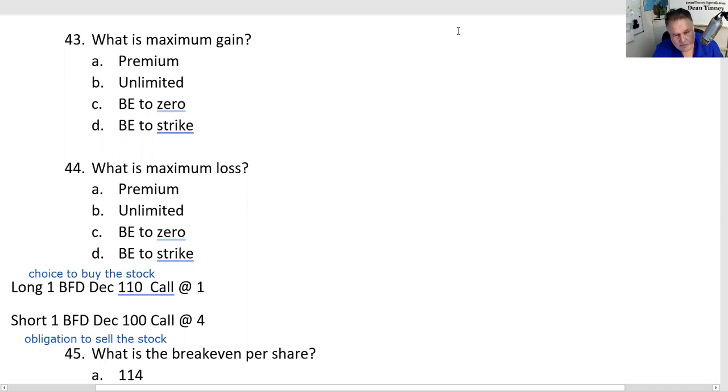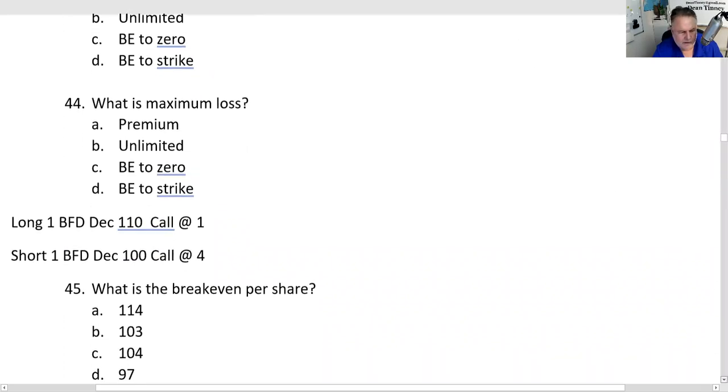So one thing you've got to be able to do is tell me that what you're looking at is a spread. A spread is when you're long and short the same type of contract.